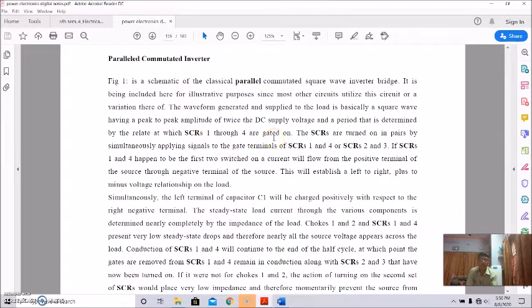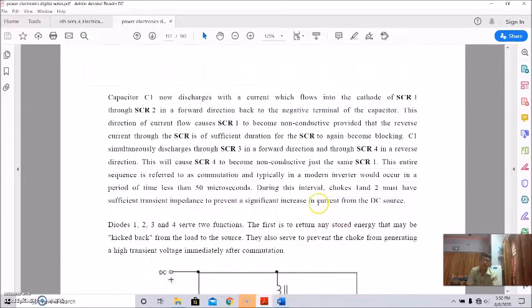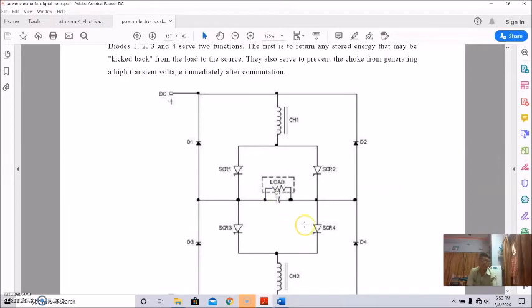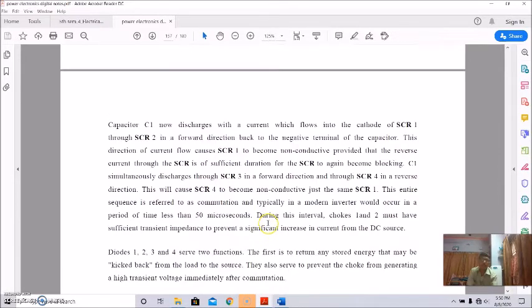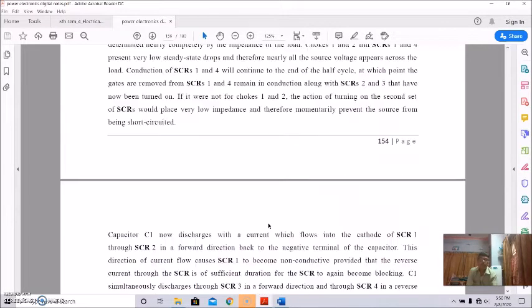So the 4 thyristors 1 through 4 are gated on. The SCRs are turned on in pairs by simultaneously applying signals to the gate terminals of SCRs 1 and 4, or SCR 2 and SCR 3. So that is 1 and 4 in a pair, and 2 and 3 in another pair. 1 and 4 and then 2 and 3.